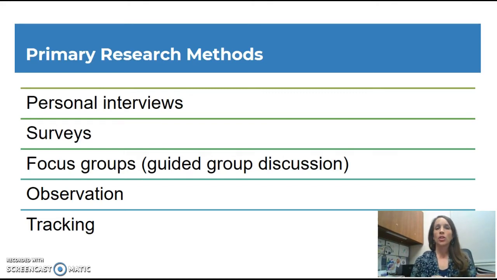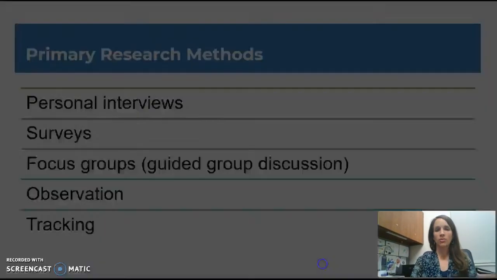Observations, where you actually go out and watch your consumers in action and how they behave, and you can observe them behaving when they're shopping at certain locations or in things that they're doing, especially in regard to a problem you might be solving for them. And then tracking, so tracking what's going on at your competitors, tracking different competitors' prices, how that works. So that's information that you collect yourself as well.